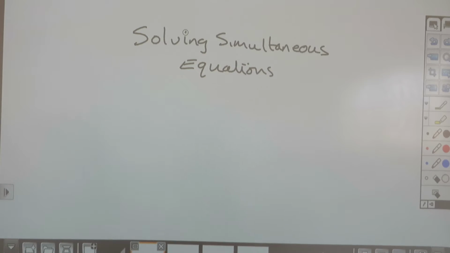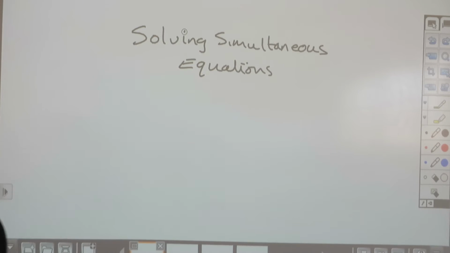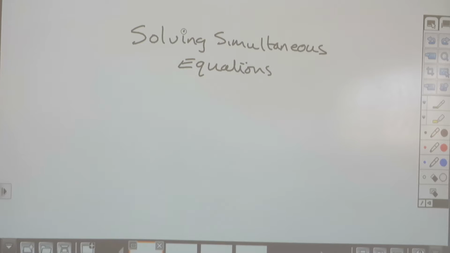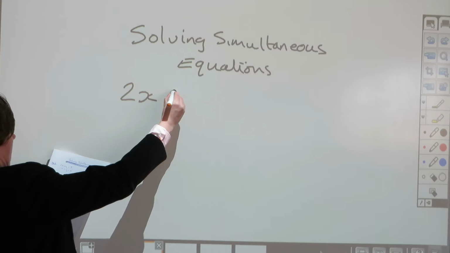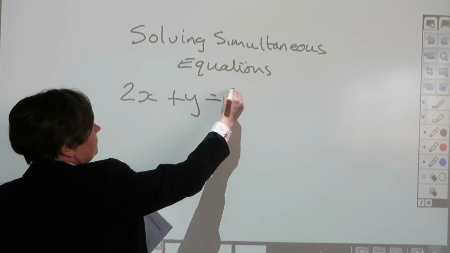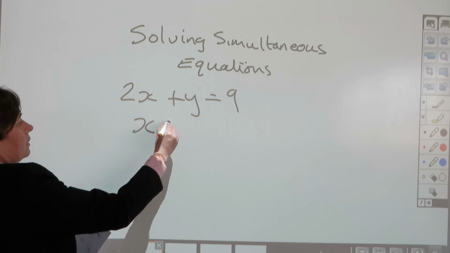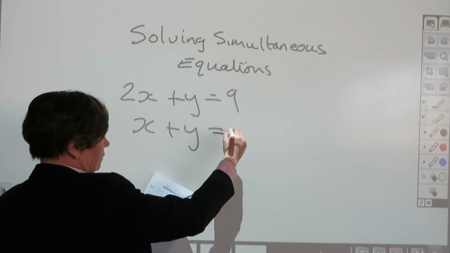Okay, so we're going to look at simultaneous equations, and we're going to look at two different methods that you can use to solve them. Now I'm very, very happy for you to choose whichever method you feel is most appropriate for you to solve it. Okay? Now a simultaneous equation is where you have two equations that both have the same letter in them.